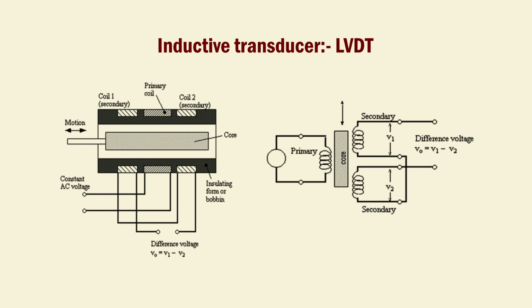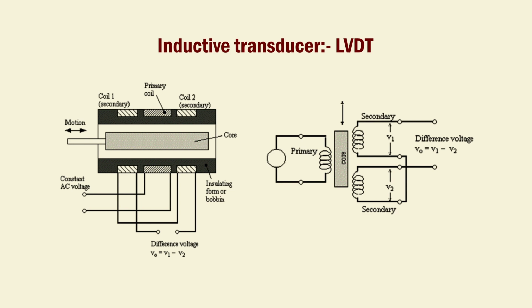A soft iron core is placed in such a way that when the core moves towards S1, that is left, then the induced voltage in S1 is greater than S2 and the output voltage will be positive. When the iron core moves toward S2, that is in the right direction, then the induced voltage in S2 is greater than S1 and the output voltage will be negative. At the null position, the induced voltage in S1 is equal to the induced voltage in S2, making the output voltage V0 equal to 0. Therefore, by analyzing the output voltage, displacement can be measured.